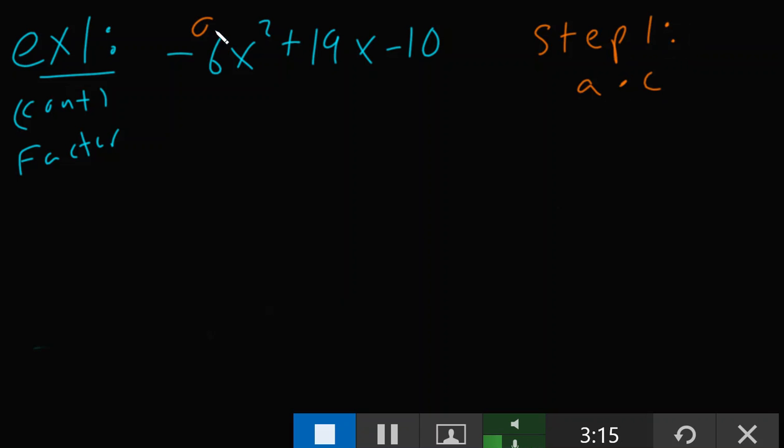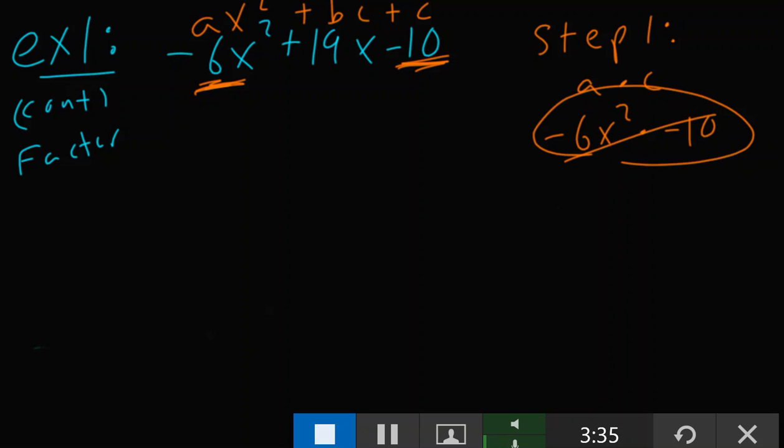Some of y'all are still forgetting that these are always in the form of ax squared plus bx plus c. Or more accurately, a times c means our first term times our last term. Now, it's not the whole first term, it's just the coefficient. Some of y'all make the mistake of writing negative 6x squared times negative 10. This is wrong. We're only writing the negative 6 times negative 10. And what is negative 6 times negative 10? Well, of course, that's going to be positive 60. So that's step 1.